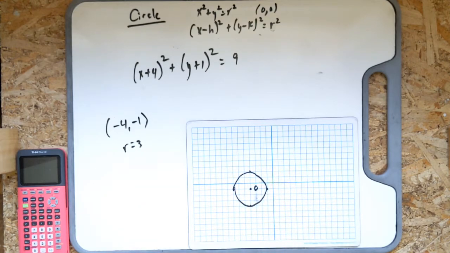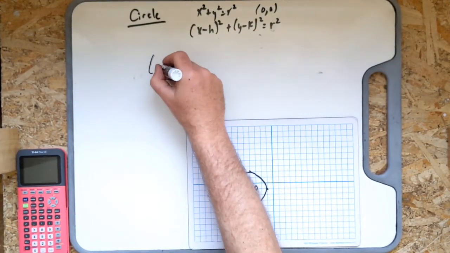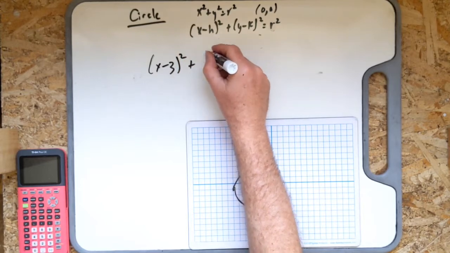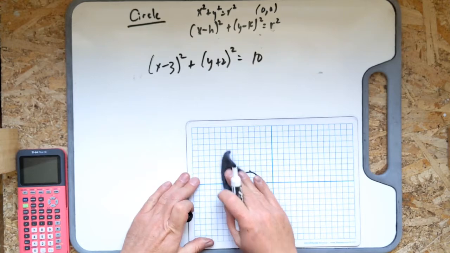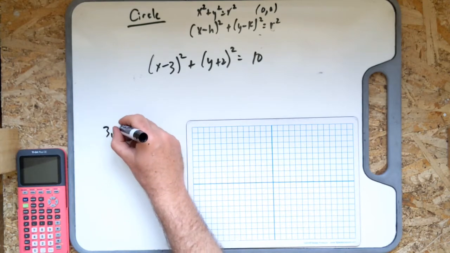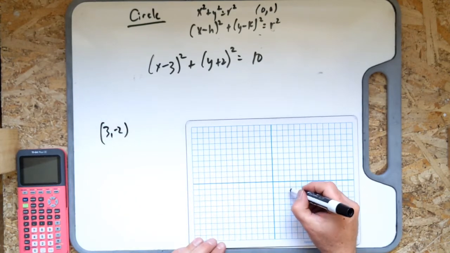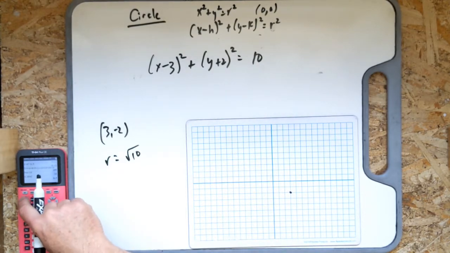Okay, we'll try one more. (x - 3)² + (y + 2)² = 10. Okay, pause that. Try that one. Okay, if you're back, center is (3, -2). So I'll graph that, (3, -2). And r is not a whole number. It's in fact radical 10, because that's r squared. So radical 10.